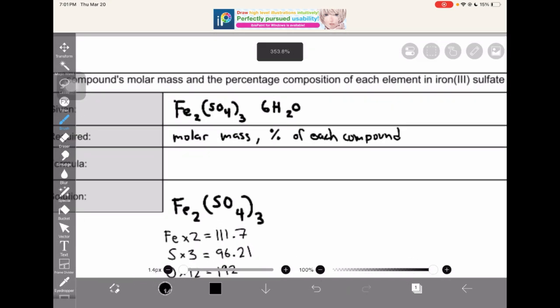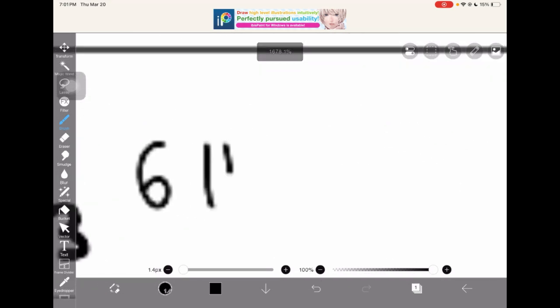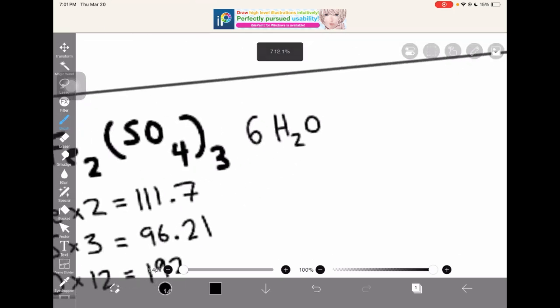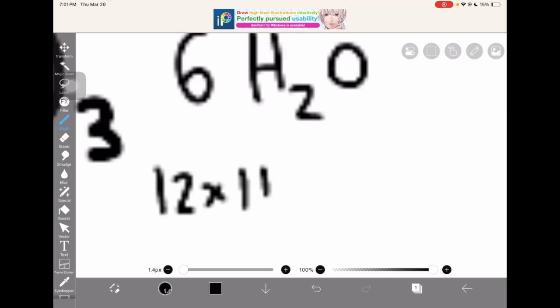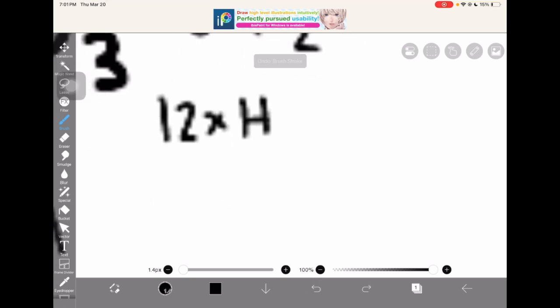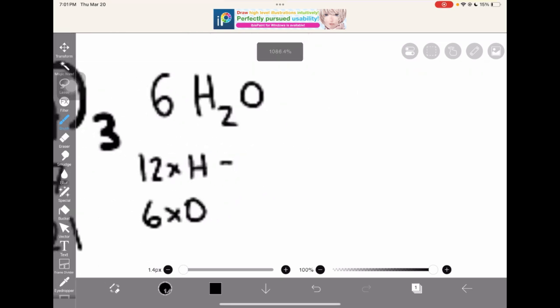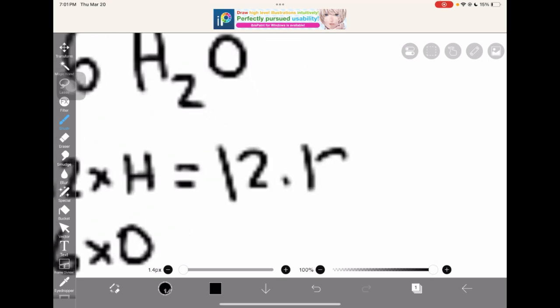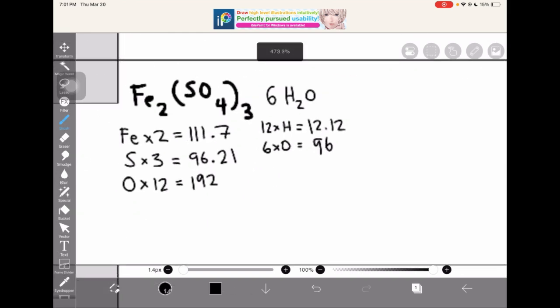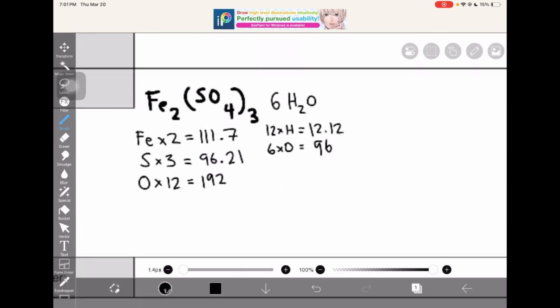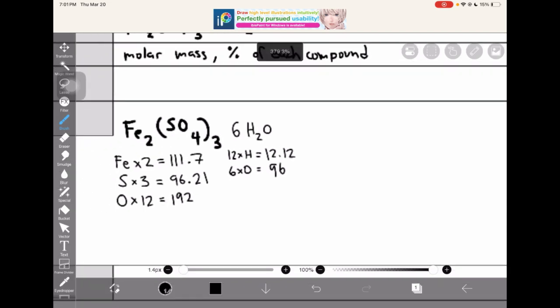Next, 6H2O. Alright, 6H2O. We have 12 times hydrogen and 6 times oxygen. So, hydrogen, we already know that that's 1.01 times 12. So that's going to be equal to 12.12. Meanwhile, 6 times O, so that's 16 times 6, that's equal to 96. Alright, so now let's start with the molar mass first.